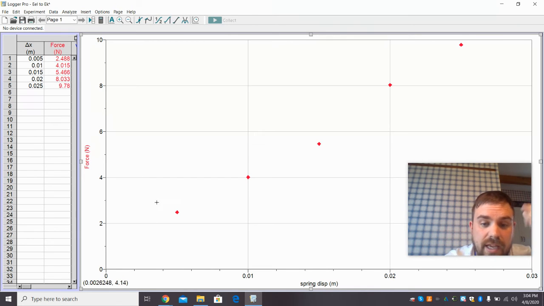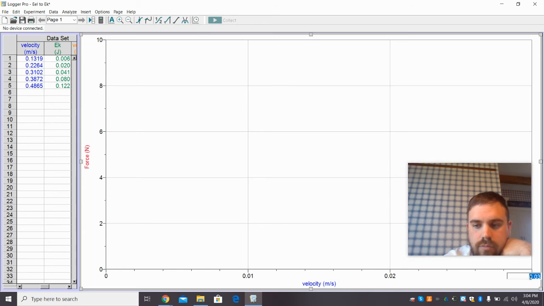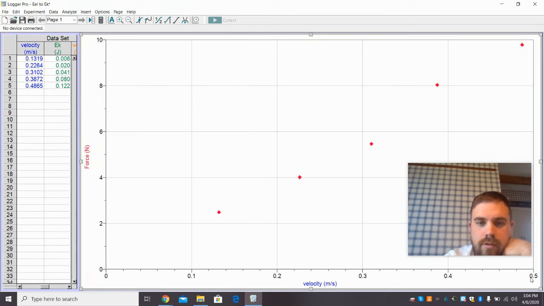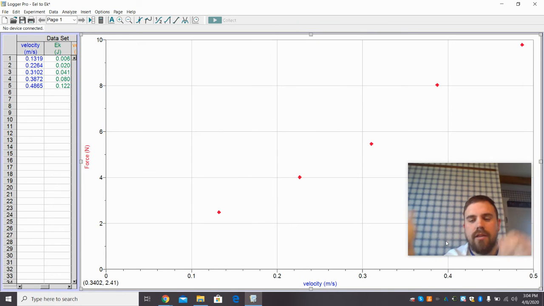You're looking at kinetic energy versus velocity squared. I'm looking at force versus spring displacement. And so, actually, you know what would be better? I wonder if we could do force versus velocity. We'll go to 0.5. There we go. This is a different graph. So I'm looking at the force that I'm pushing in and the velocity.